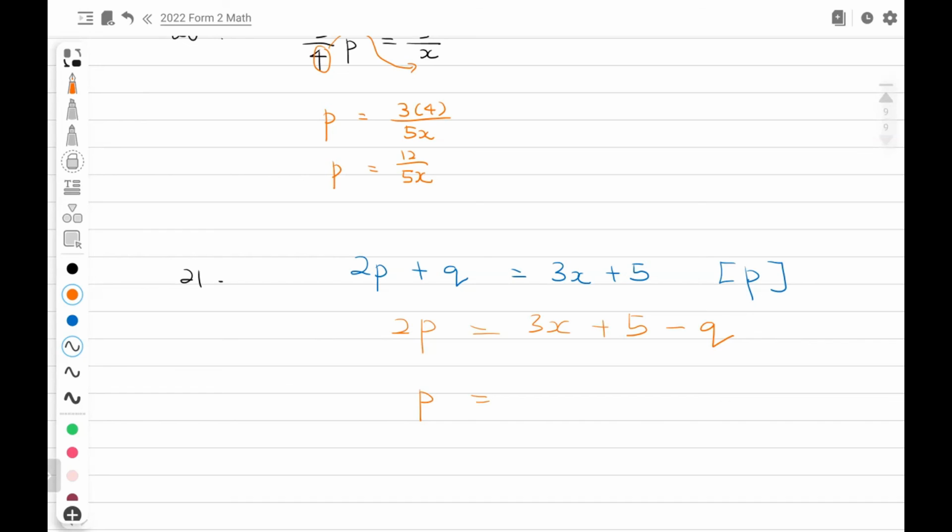No answer one, yeah. Move 2 to the back only, divided by 2. 3x plus 5 minus q divided by 2. Okay, see 2 becomes divided by 2 or over 2. Express P in terms of X means make P the subject.